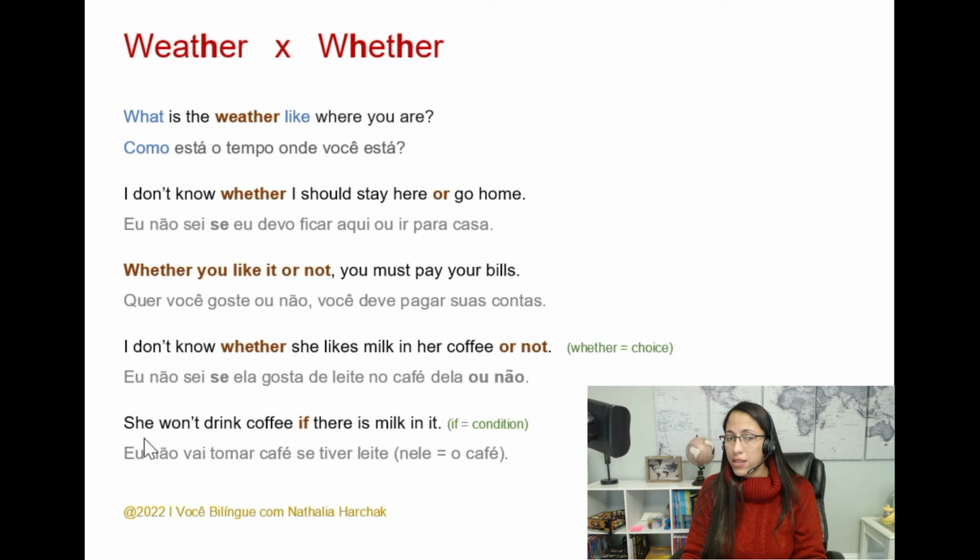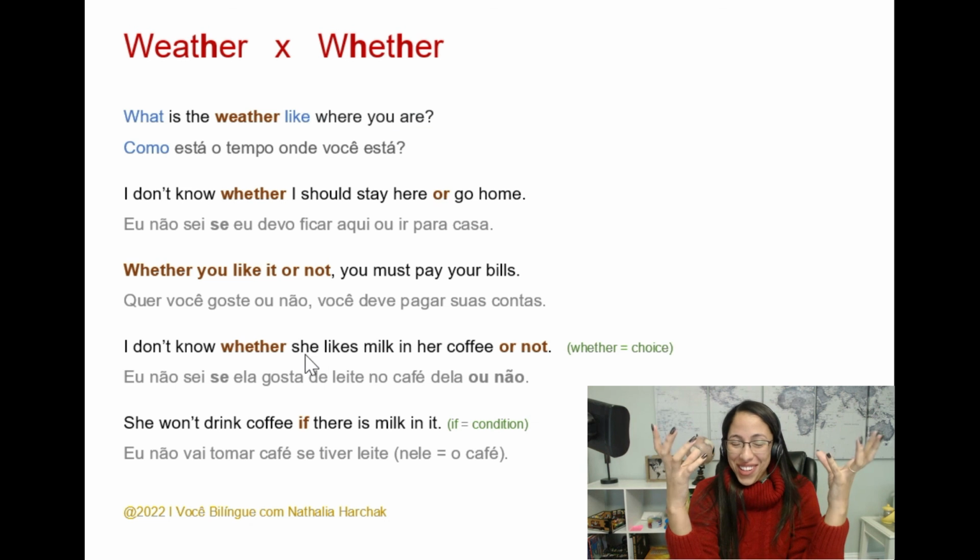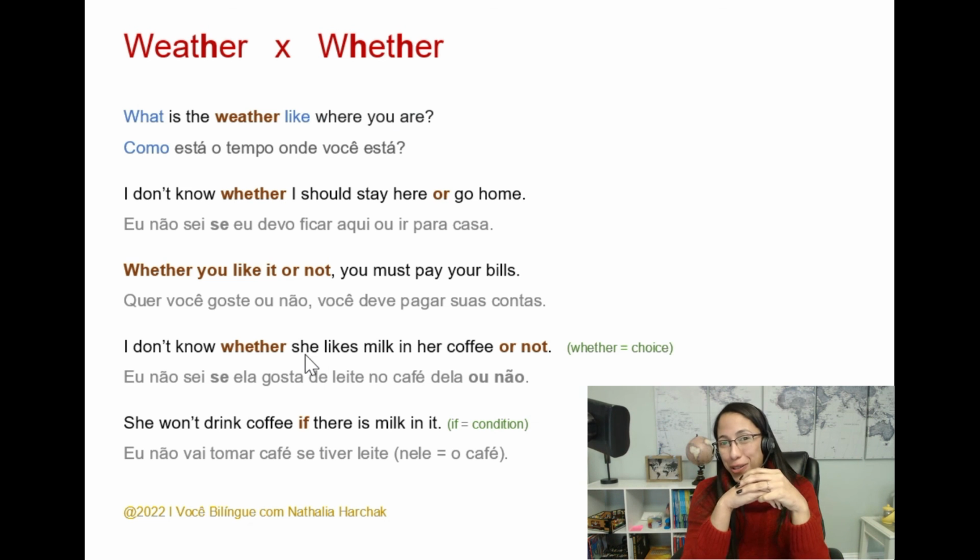And the difference is that if is usually used to talk about conditions. Look at the difference. She won't drink coffee if there's milk in it. Okay, so that's a condition. So she says no to milk. She doesn't like milk. So if you are wondering whether or not you should use these words, you can always watch this video to think about what you would like to use.